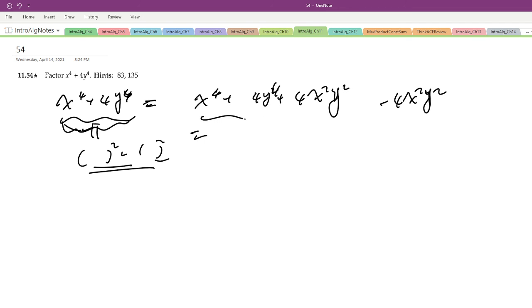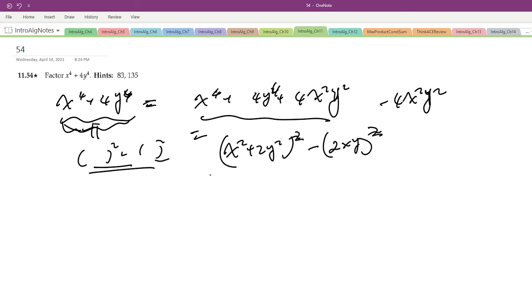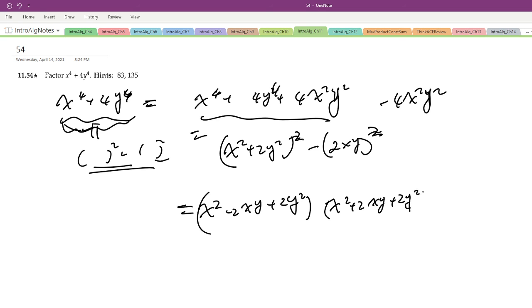Okay, so for this one we have x square plus 2y square of the square minus 2xy of the square. So now you can do x square minus 2xy plus 2y square. Now the other we have x square plus 2xy plus 2y square. So this is the factorization.